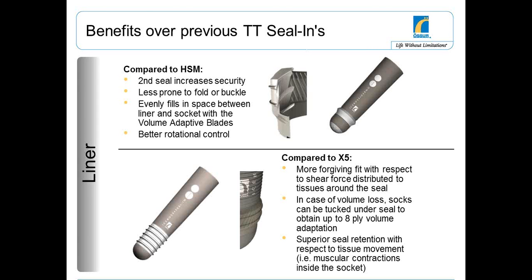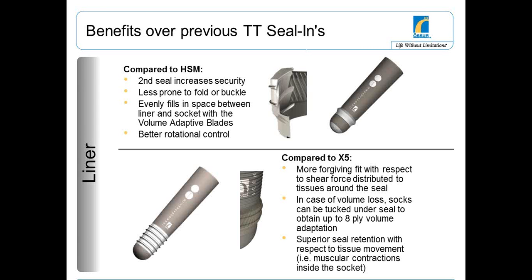Compared to the X5, it's going to be a bit more forgiving in fit with respect to shear force distribution around the tissues around the seal. Those of you who are familiar with the X5 with TT fits know that there's a lot of shear that's reintroduced into the socket between the limb and the socket wall. This is going to be a bit more forgiving because the seal is not bonded the entire way across the liner as you see with the X5. It's a little more forgiving like the HSM that way.